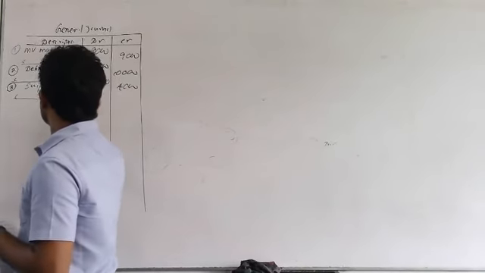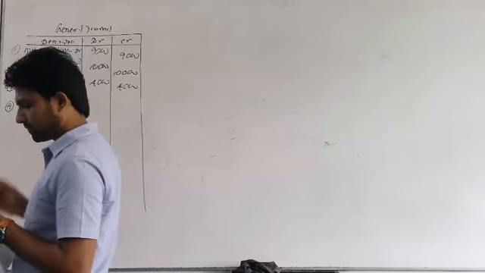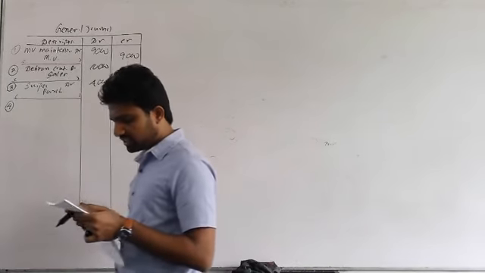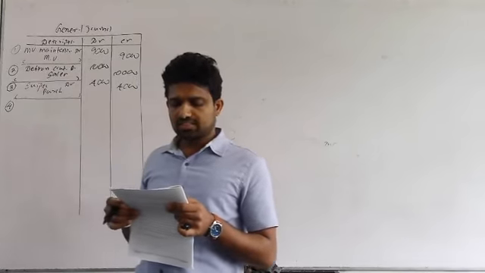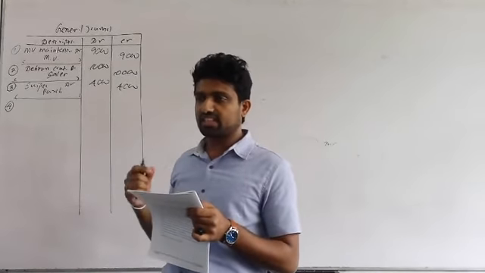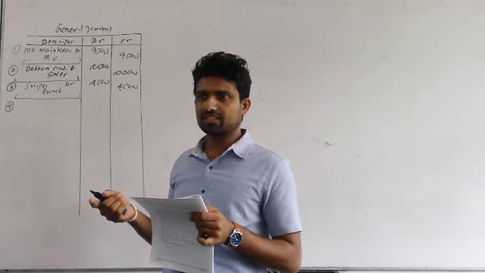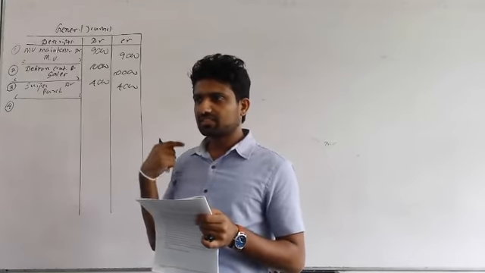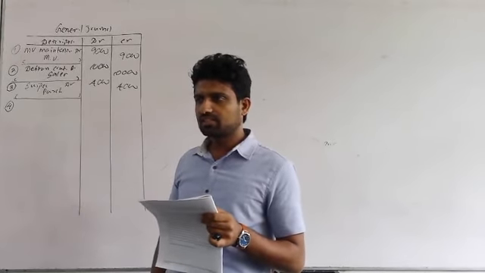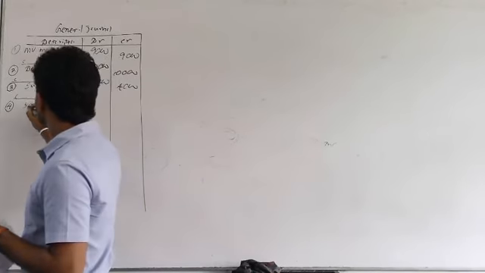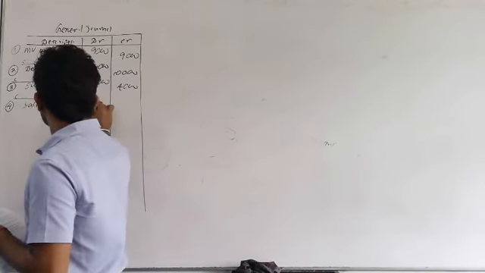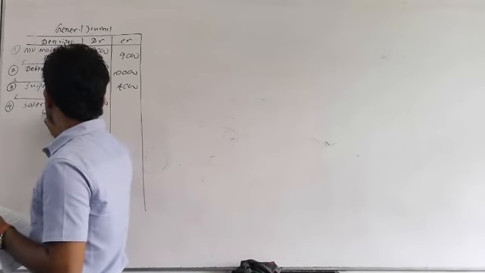Number 4. Sales 3,300 had been recorded in sales account twice. That was duplicated. Sales account debit, suspense account credit. Sales debit, suspense account credit.